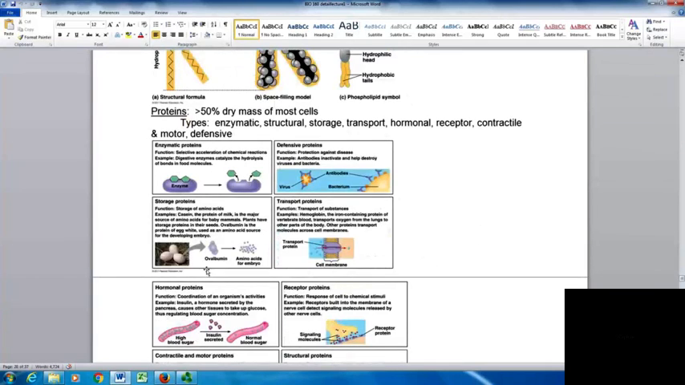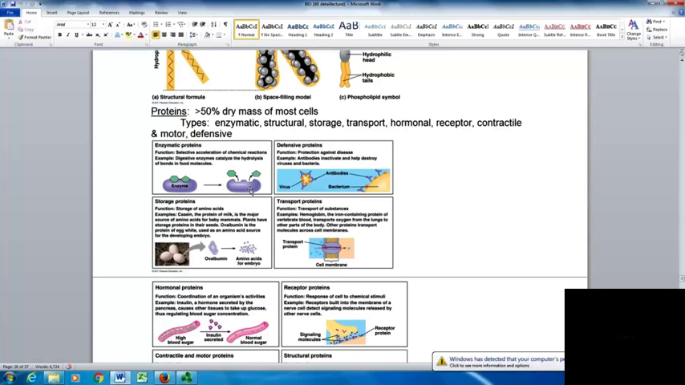Proteins, these actually make up over 50% of the dry mass of most cells. There's several different types of proteins. One of them can be enzymatic proteins. These will serve as enzymes in different chemical reactions. So here you can see the enzyme is going to help to break this bond.